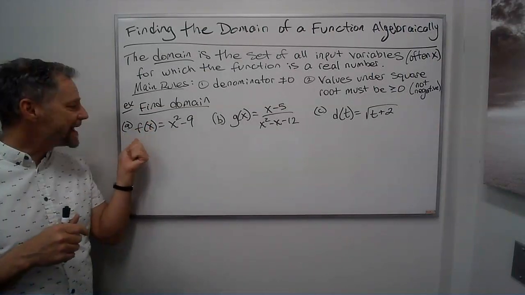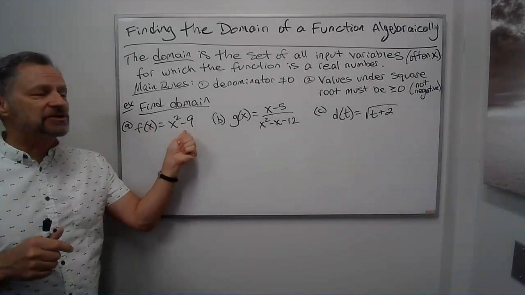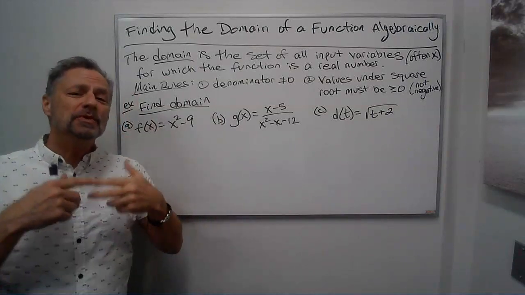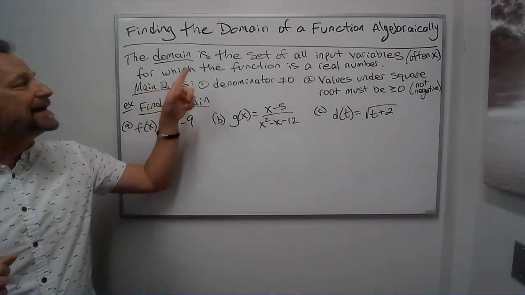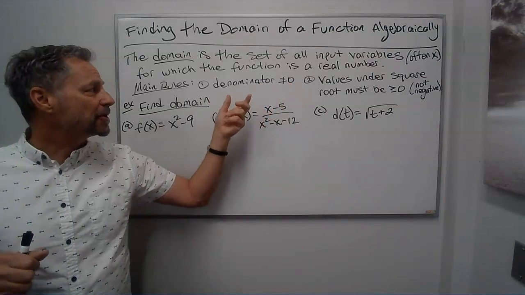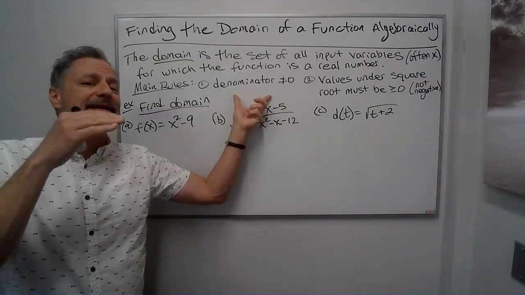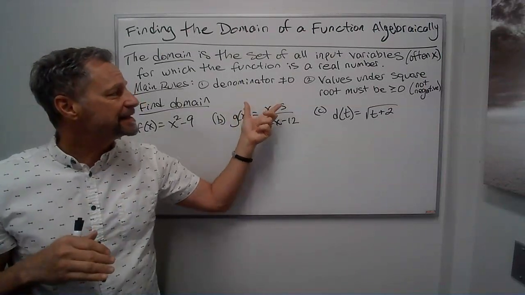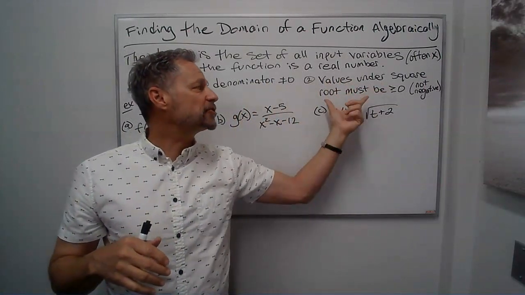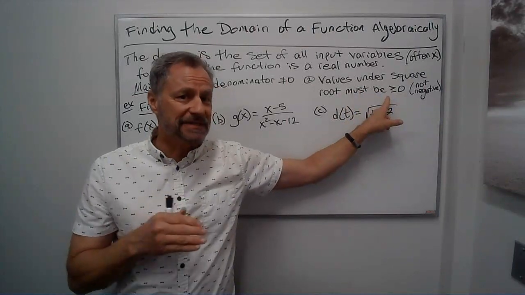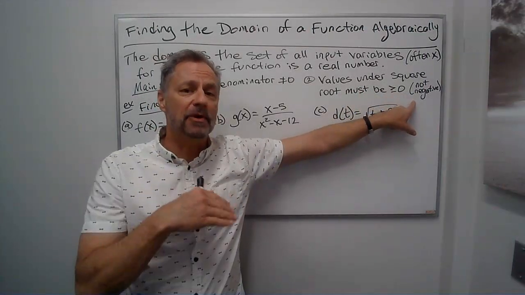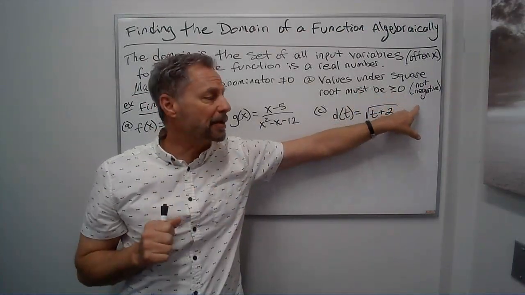Let's look at this first one, A. It says f of x is defined to be x squared minus 9. Well, there's really two main rules we have to look at. For the function to come out a real number, the denominator can't be 0. If the denominator is 0, we know anytime we divide by 0, it's undefined. The other rule is any value under a square root must be greater than or equal to 0. Okay, you can't have a negative number under a square root. If you do, it's not a real number.